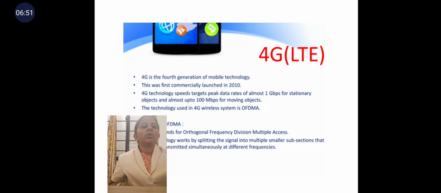And the next one is 4G. The standard involved in 4G network is LTE, long term evolution. It was commercially launched in 2010. The data rate is up to 1 gigabit per second for stationary and 100 megabits per second for moving objects. The technology used in 4G network is OFDMA, orthogonal frequency division multiple access. This technology works by splitting the signal into multiple smaller subsections that can be transmitted simultaneously at different frequencies.